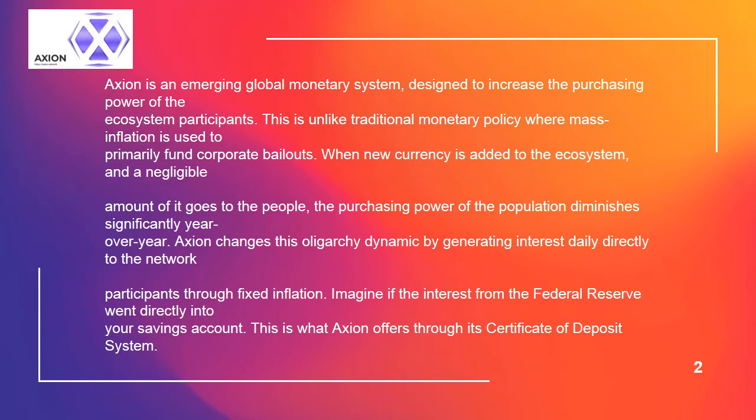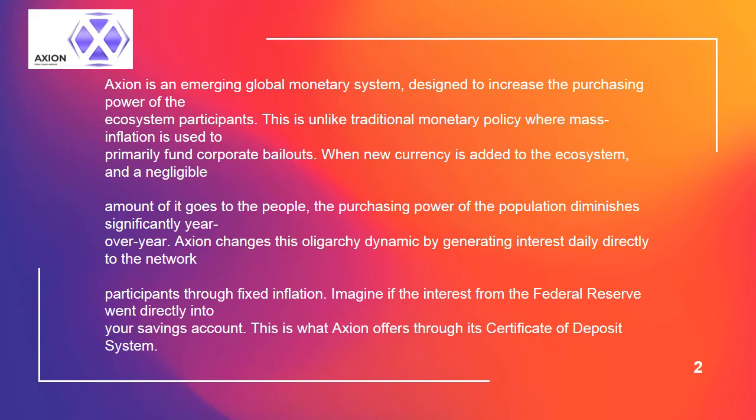What is Axion? Axion is an emerging global monetary system designed to increase the purchasing power of its ecosystem participants. This is unlike traditional monetary policy, where mass inflation is used primarily to fund corporate bailouts. When new currency is added to the ecosystem, a negligible amount of it goes to the people. The purchasing power of the population diminishes significantly year over year.